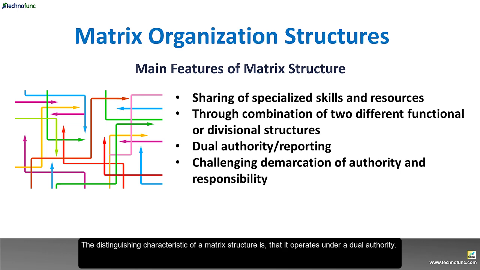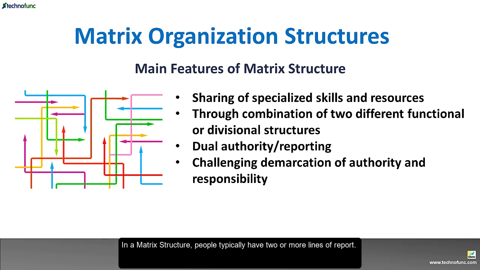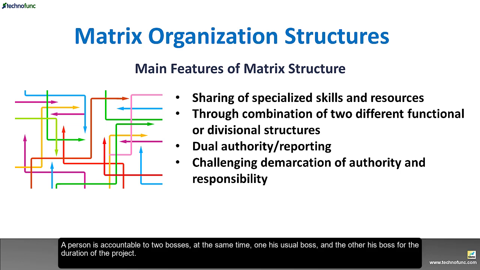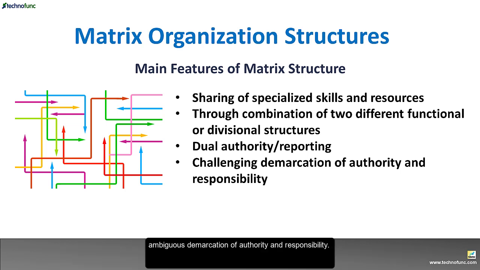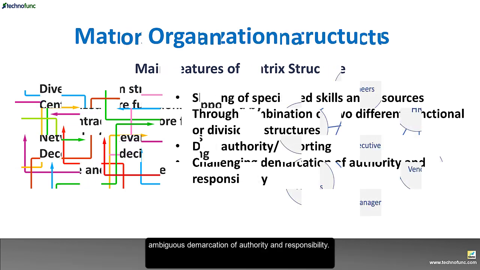The distinguishing characteristic of a matrix structure is that it operates under a dual authority. In a matrix structure, people typically have two or more lines of report. A person is accountable to two bosses at the same time, one his usual boss, and the other his boss for the duration of the project. Obviously, the problems emanating from this type of structure relate to conflicting roles and authority arising out of an ambiguous demarcation of authority and responsibility.